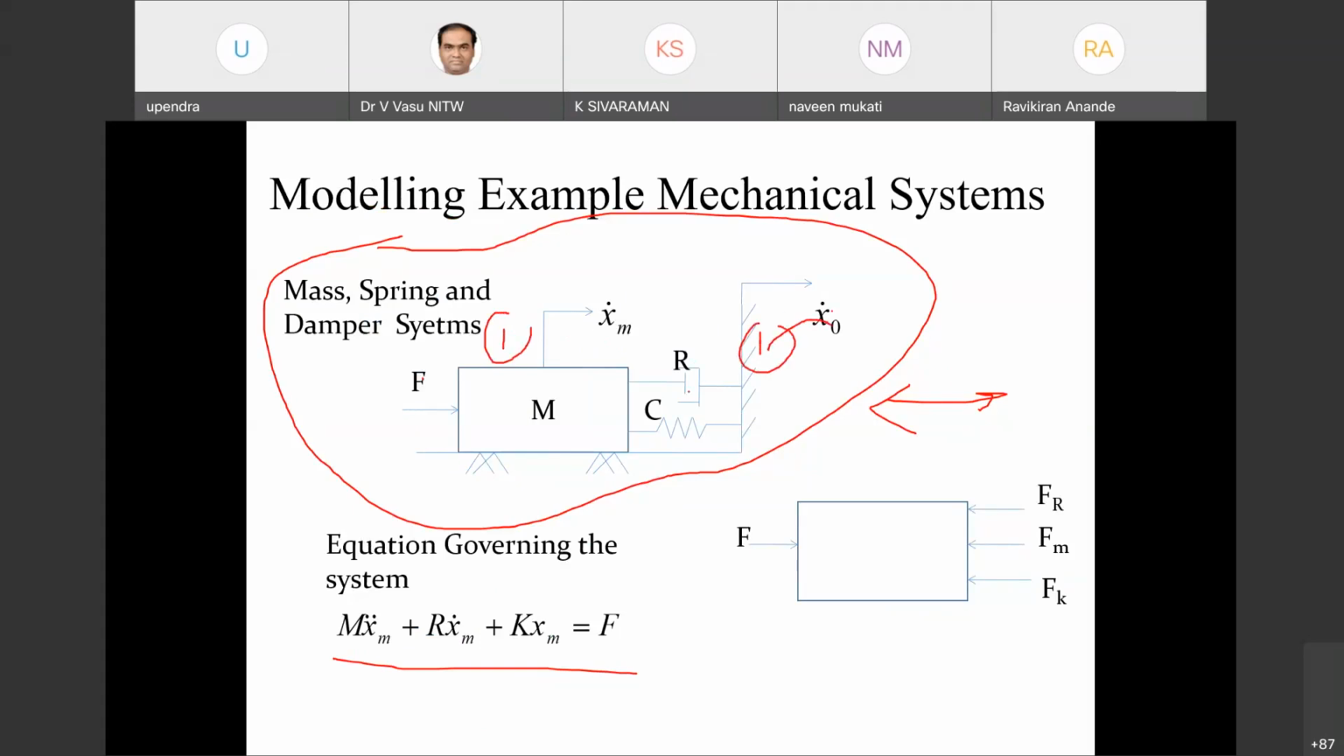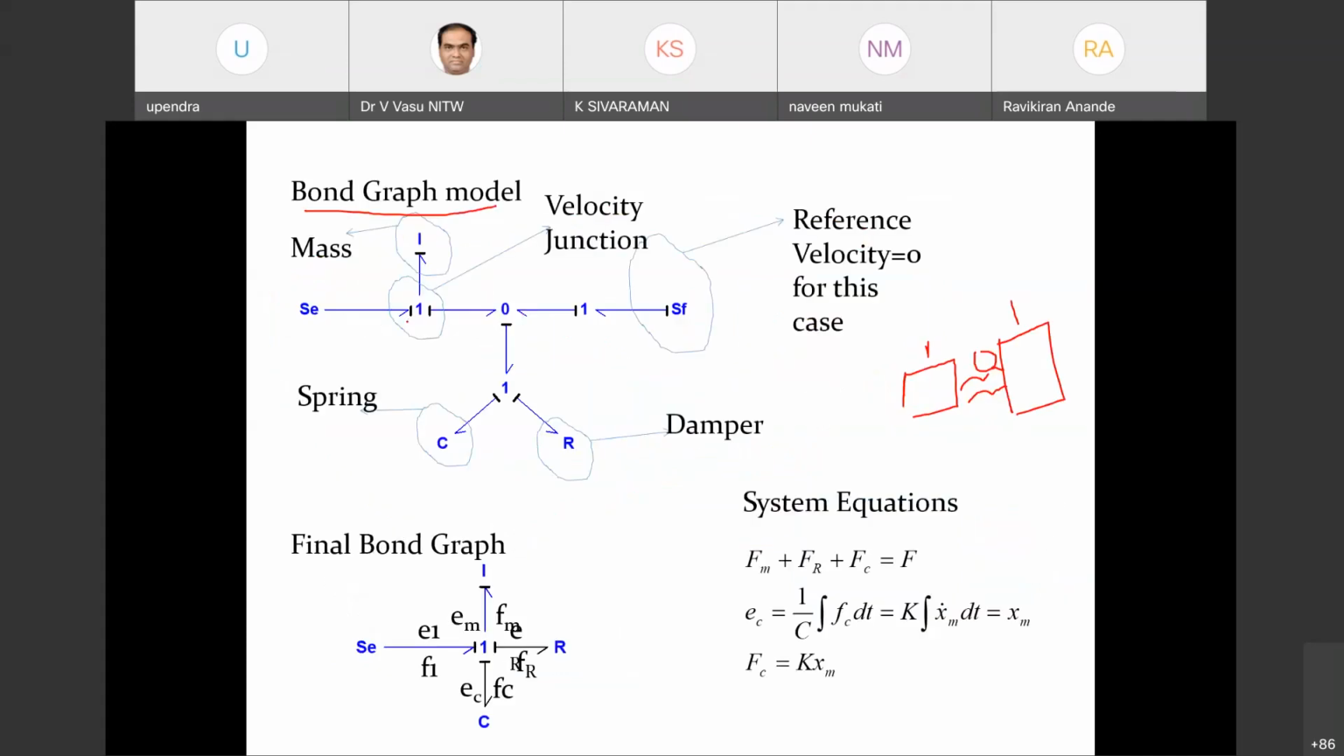In this case, two components are connected here, so one zero junction is required here. So we have a one junction here, a zero junction here, and another one junction considered here.